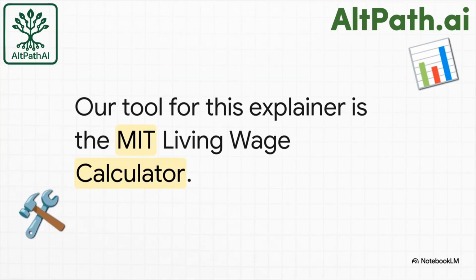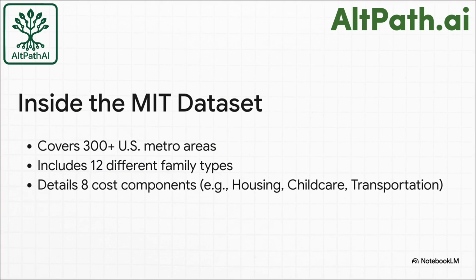Now, the tool we're using for this explainer is this incredible public resource. It's the MIT Living Wage Calculator. And the great thing is, it does all the heavy lifting for us. It gathers and calculates the real costs that families are facing in hundreds of places all across the country. And it's the sheer depth of this data that makes it so powerful. We're not just looking at one city or one type of family. This data set covers more than 300 metro areas, 12 different family setups, and it breaks down the budget into 8 essential components. It's that level of detail. That's how we find the real stories.